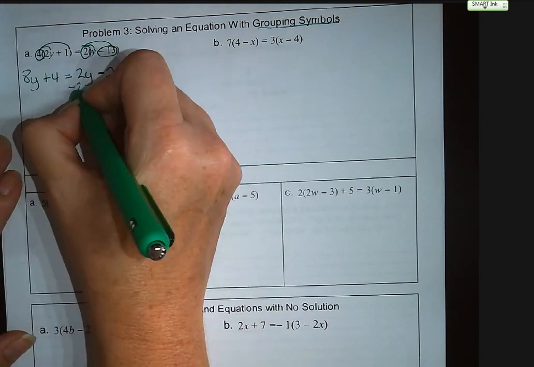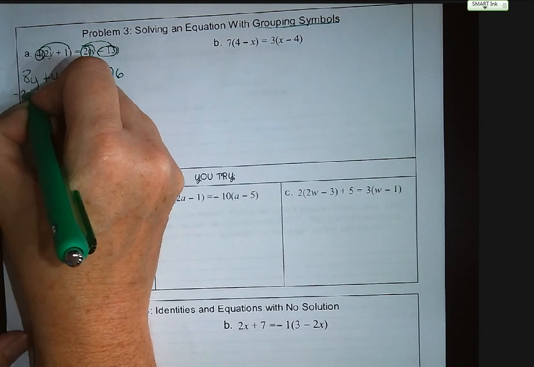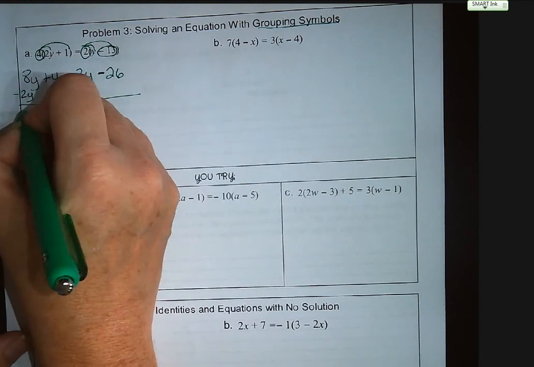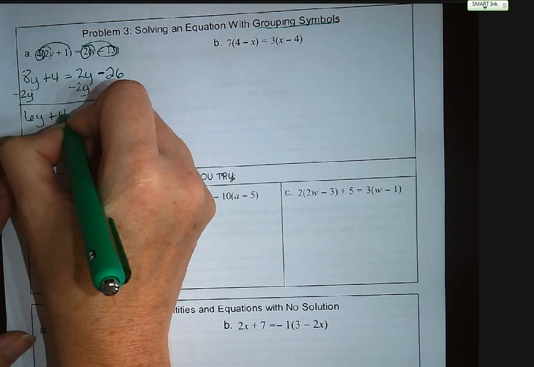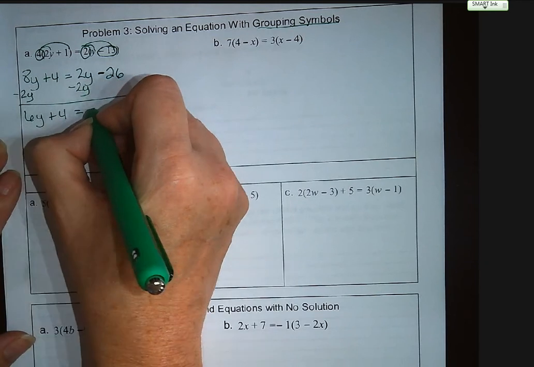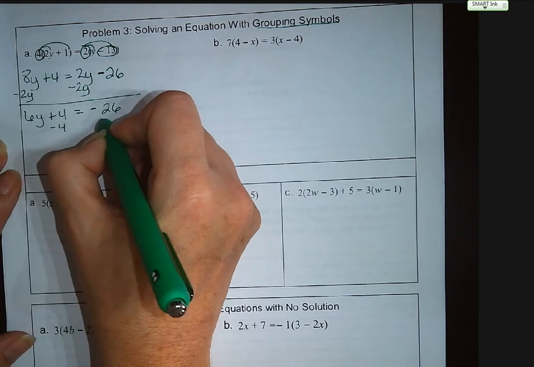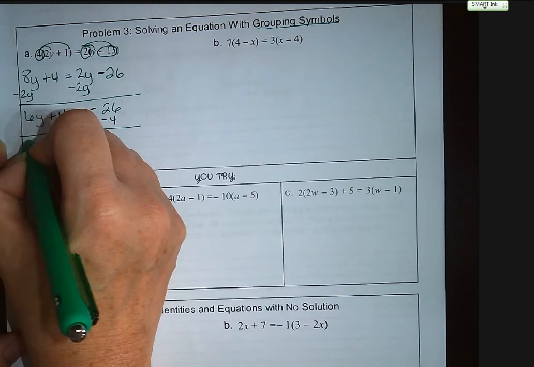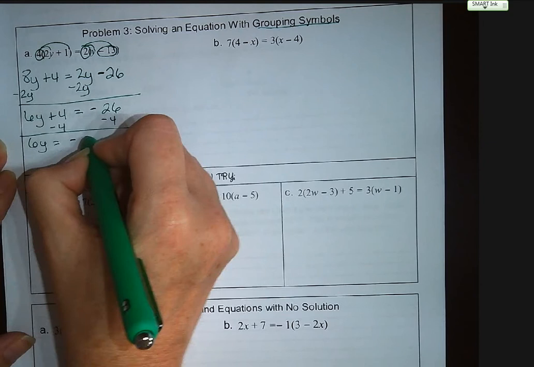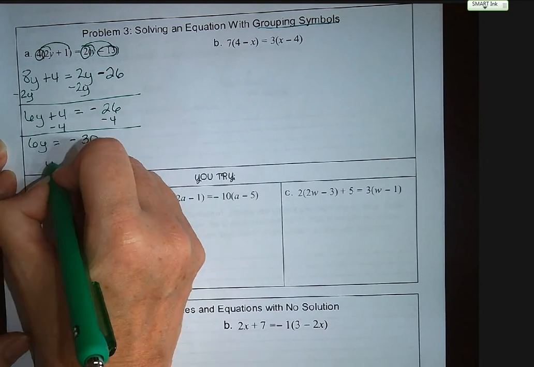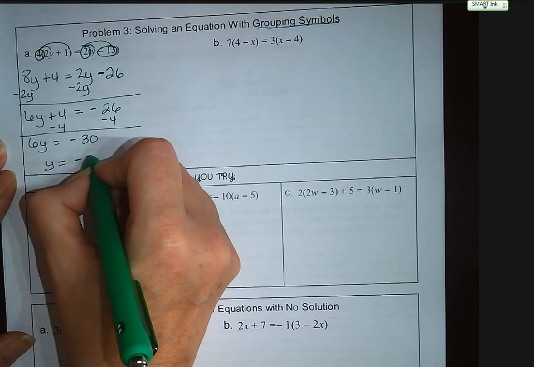And now we are back to just the multi-step problems that we're dealing with. So we subtract 2y from both sides. You get 6y plus 4 is equal to negative 26. Subtract 4 from both sides. 6y is equal to negative 30. Divide by 6, and y is equal to negative 5.